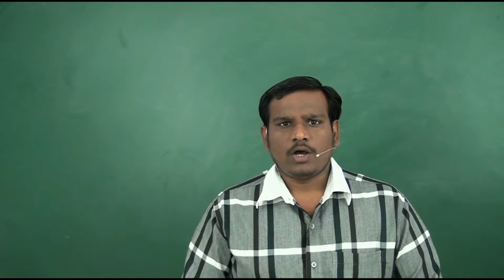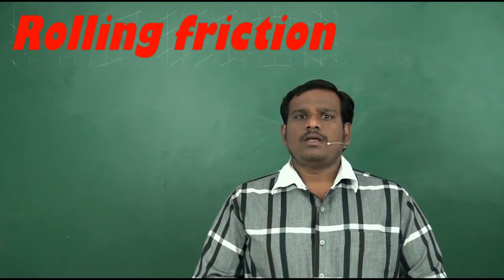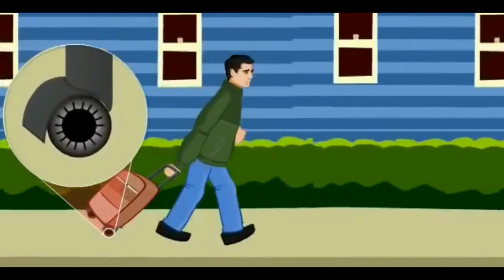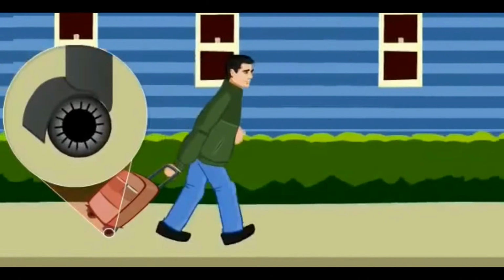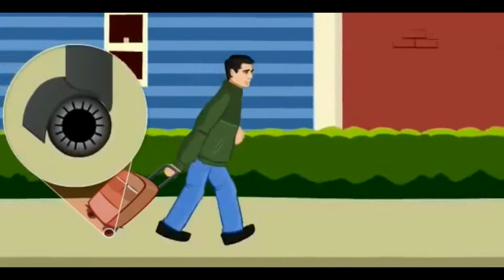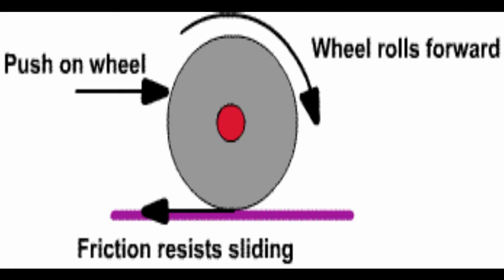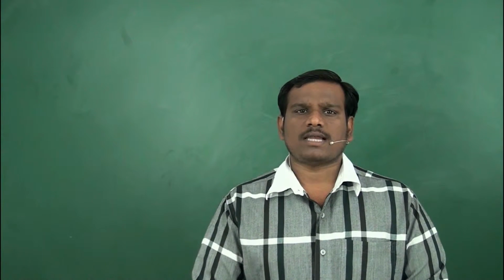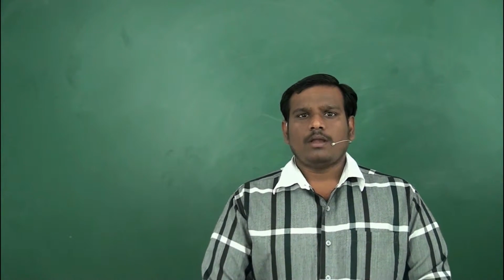And next one, rolling friction. The force of friction that develops between a rolling body and the surface due to the deformation produced in them at the point of contact is called rolling friction. And next one, laws of static friction.